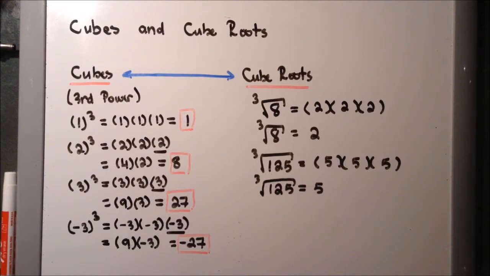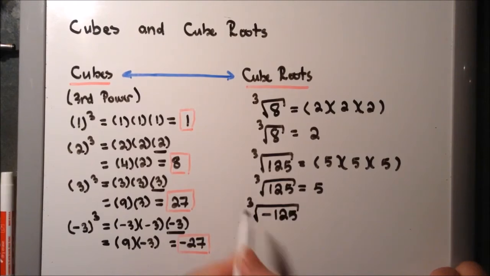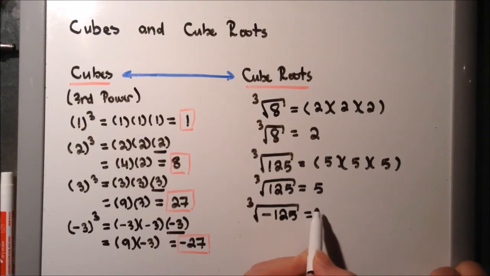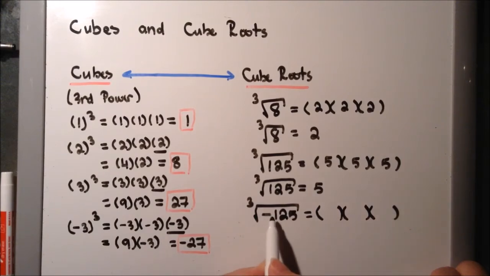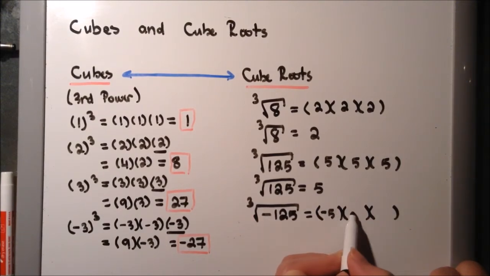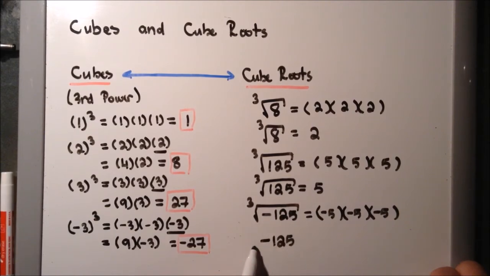So that means that if you start off with negative 125 and it's asking you to do the cube root, again, if you see a 3, that means cube. So it's talking about a number times itself 3 times. Since it's negative, it's going to be negative 5 multiplied by itself 3 times. So therefore, again, the negative 125. When you're doing the cube root of negative 125, then the answer is just negative 5.